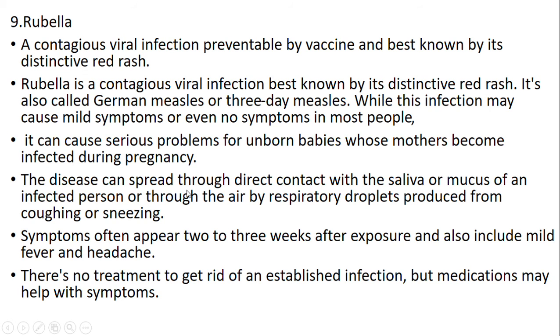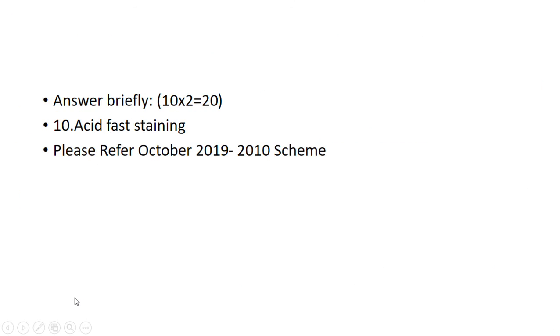The disease can spread through direct contact with saliva or mucus of an infected person or through airborne respiratory droplets produced from coughing or sneezing. Symptoms often appear 2 to 3 weeks after exposure and include mild fever and headache. There is no treatment to get rid of the established infection, but medications can help with symptoms.